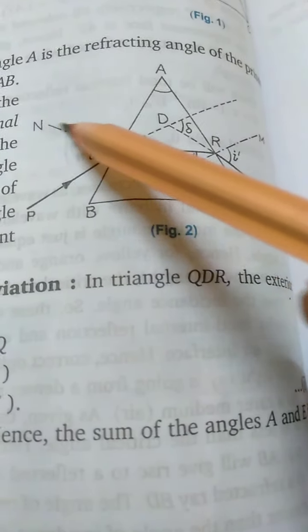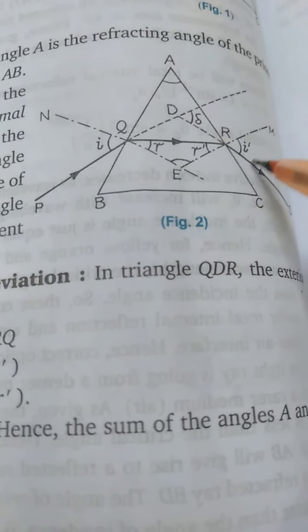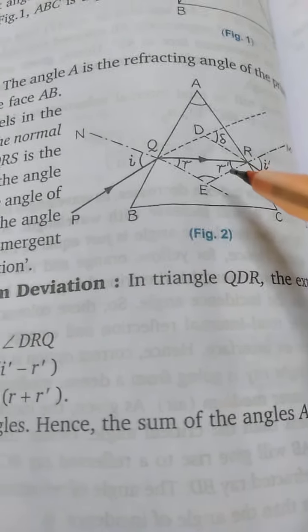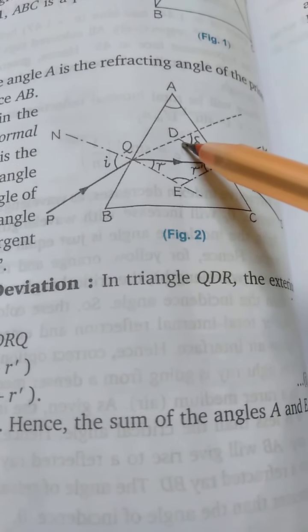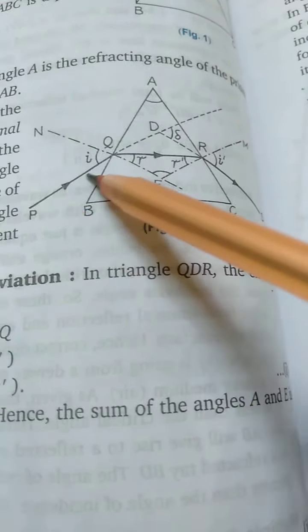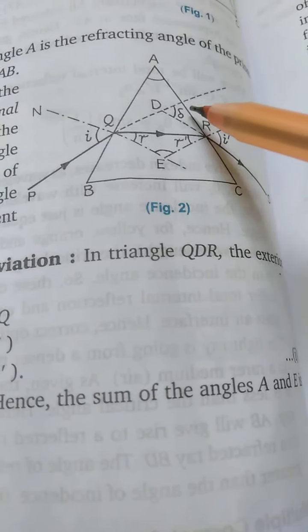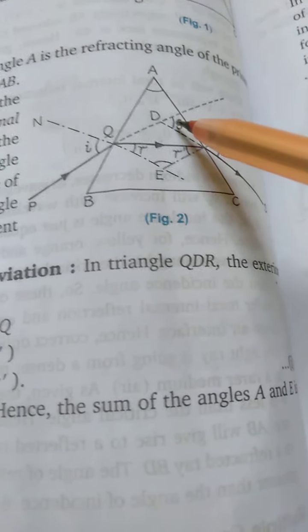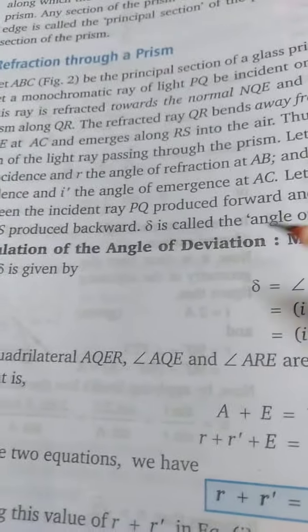That is why here we are drawing a normal. This is the angle of incidence, and this is the angle of emergence, I dash. And this angle is called the angle of deviation, that is, the angle between the direction of the incident ray produced forward and the direction of the emergent ray produced backward. So this measures the degree of deviation. How much the angle of deviation is, we can get from here.